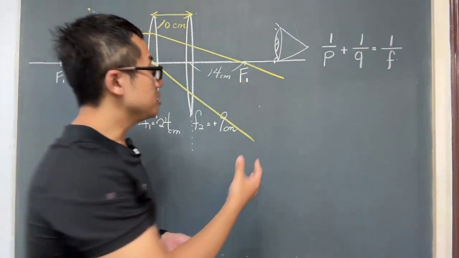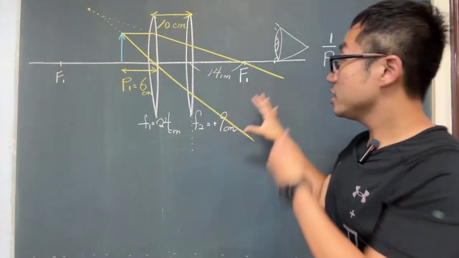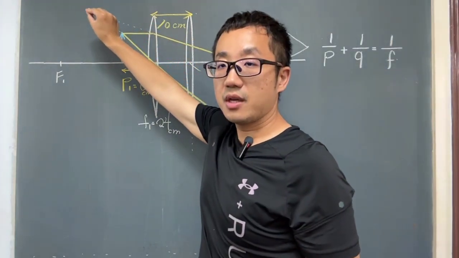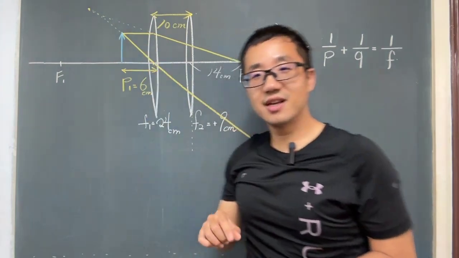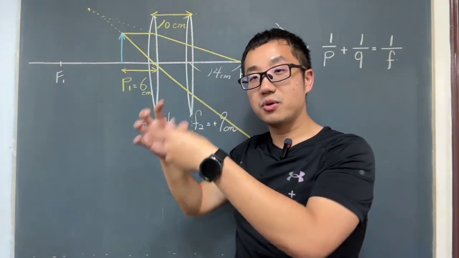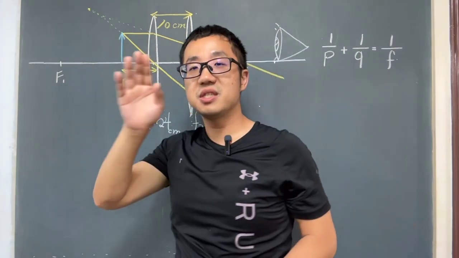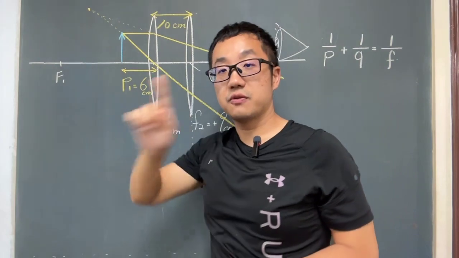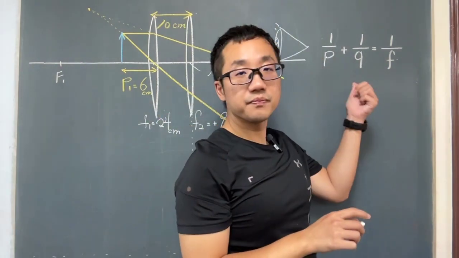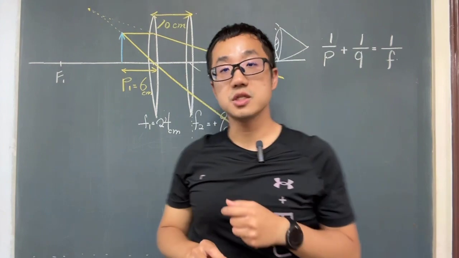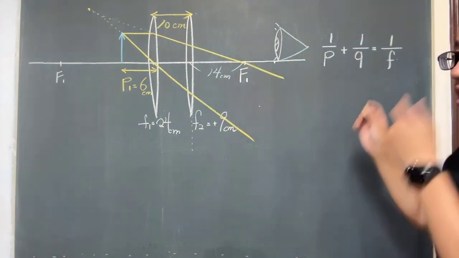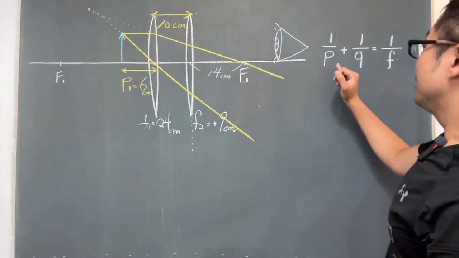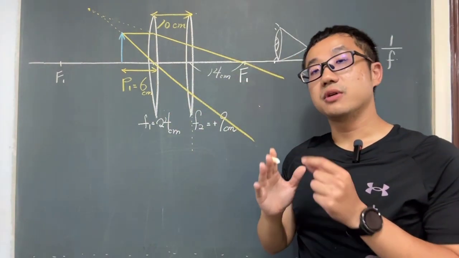However, your eye is on the right hand side. You can still trace the rays back to the left hand side. There should be a fictitious point, an imaginary cross point, and that point is the tip of your image. To find out the exact position of our first image, we need to use the equation: 1 over P plus 1 over Q is equal to 1 over F, where F is the focal length of the lens, and P is the object distance.